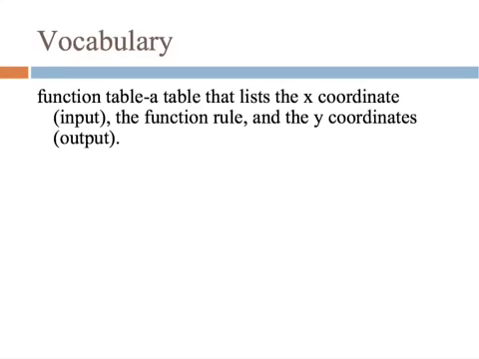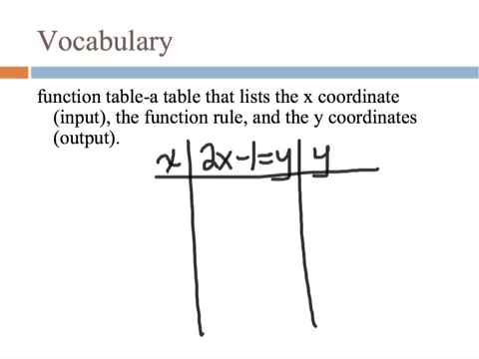A function table is exactly what you saw in the last example. It's a table that lists x coordinates or the inputs, the function rule, and then the y coordinates or the output. So we'll write it again a little bit more straightforward. Instead of just having x and y in your text, they choose to put the equation in the center. So when we talk about a function table, oftentimes the equation will be right in the center like this.